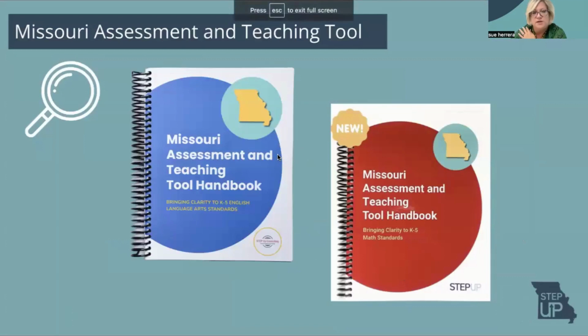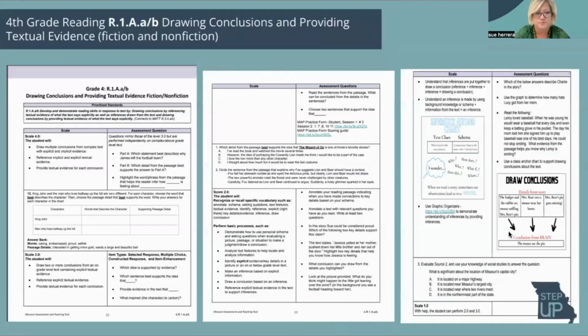We have our Missouri Assessment and Teaching Tool books, not only the books, but we have them digitally as well. All of our books contain Marzano-like scales that StepUp has developed that align to our priority standards. We have our ELA map books, K through 5 and 6 through 12. And then we have our math map books, K through 5. The 6 through 12 is coming out very soon. And then we have our science and social studies, which we are in the process of writing and hope to have out to you very quickly.